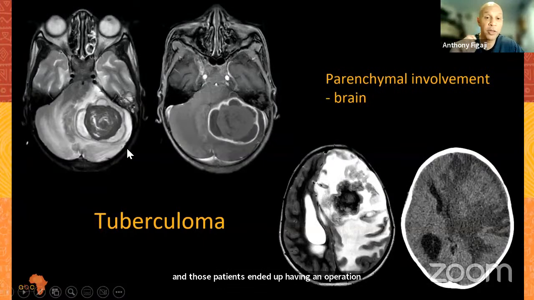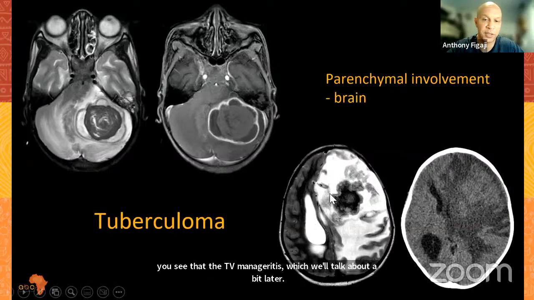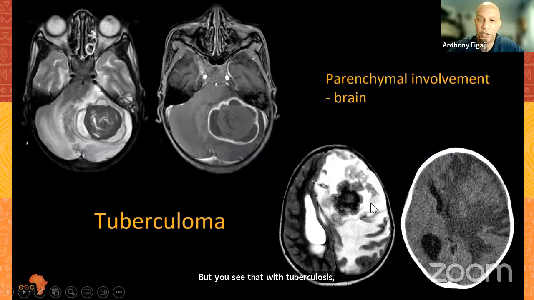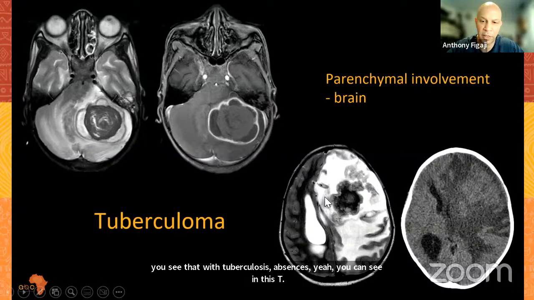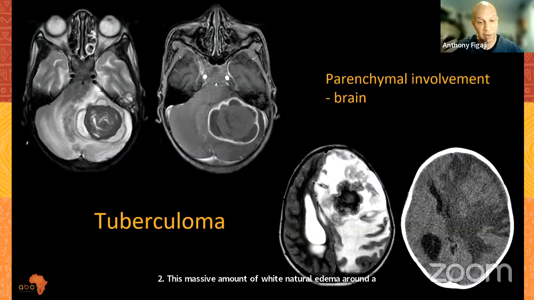And an important thing to understand about TB is that there's a huge amount of damage that is done to the brain by the body's own inflammatory response. So you see that with TB meningitis, which we'll talk about a bit later, but you see that with tuberculoma and tuberculous abscesses. Here you can see in this T2, this massive amount of white matter edema around a relatively focal tuberculoma. So very often it's this host inflammatory response that is just completely unregulated and harms patients.